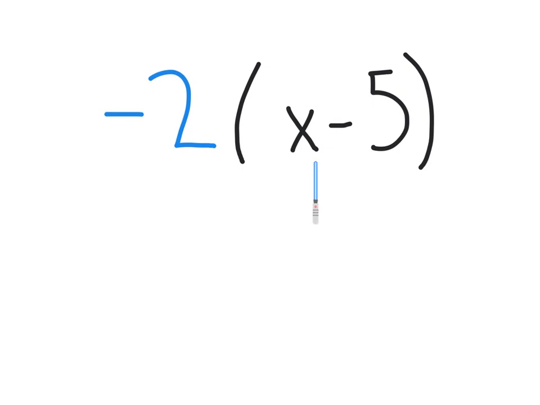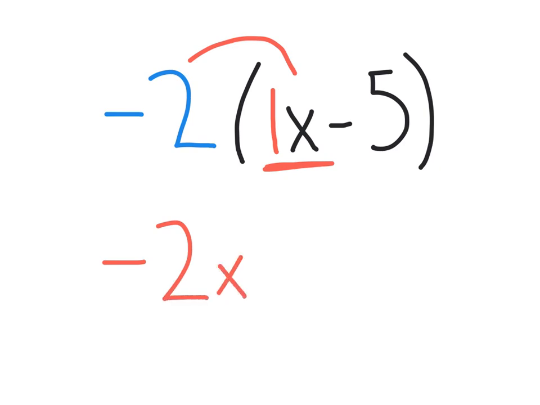One last example. Negative 2 times parentheses x minus 5. Let's distribute out that negative 2 to this first term. X, which remember has that automatic 1. Negative 2 times 1x is negative 2x. We can also distribute that negative 2 to this negative 5.